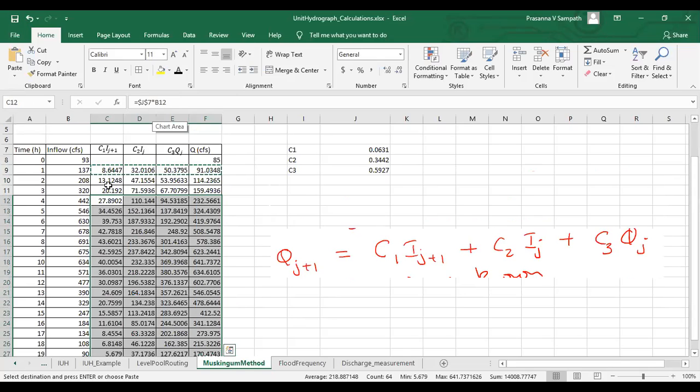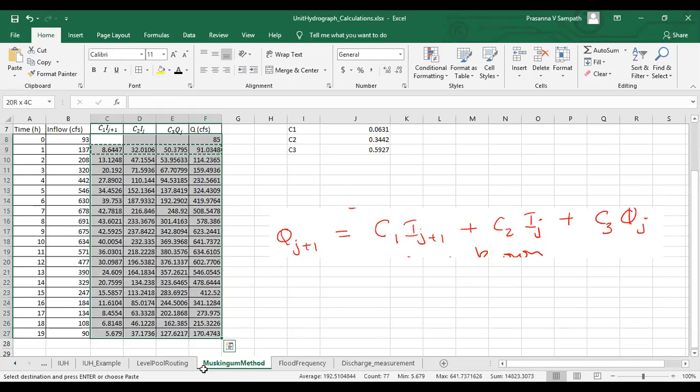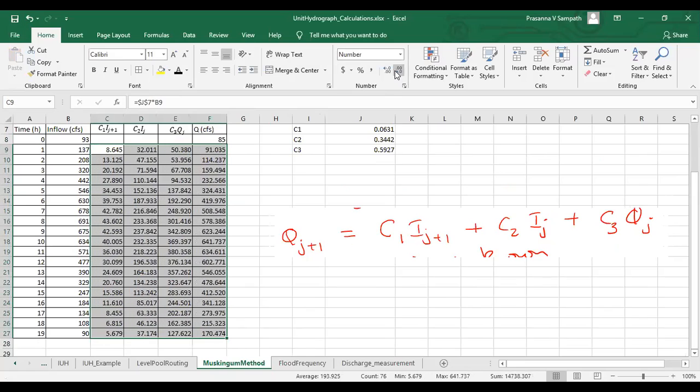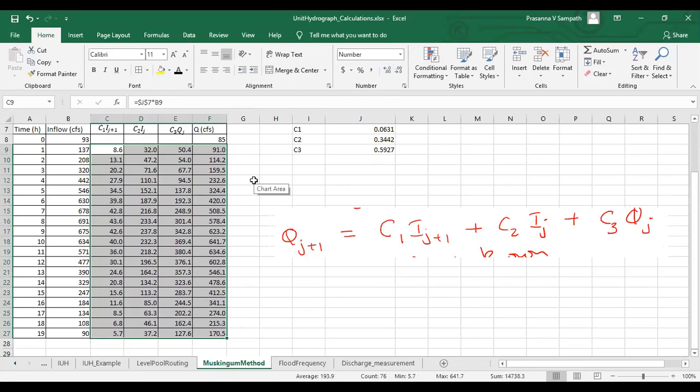Of course, all of these 4 or 5 decimal places have no meaning, so I'll just make it 1 decimal place. Why is it not changing? 1 decimal place is more than enough. Okay, so that is the outflow at the end of the channel reach, right?